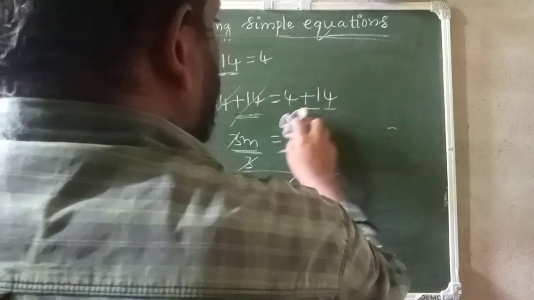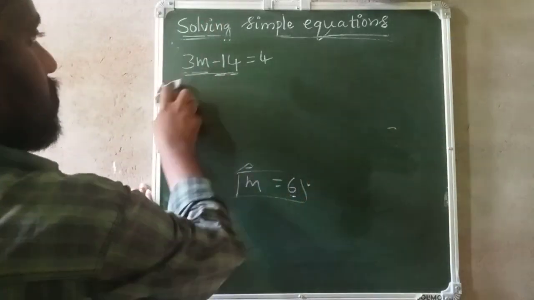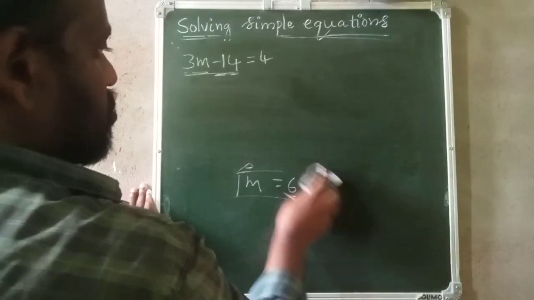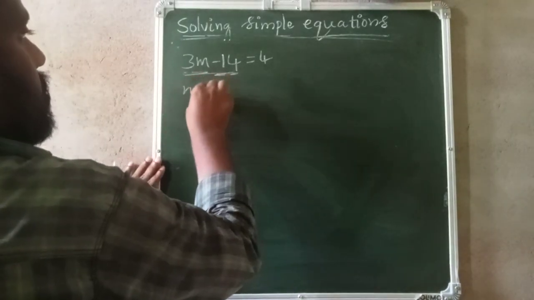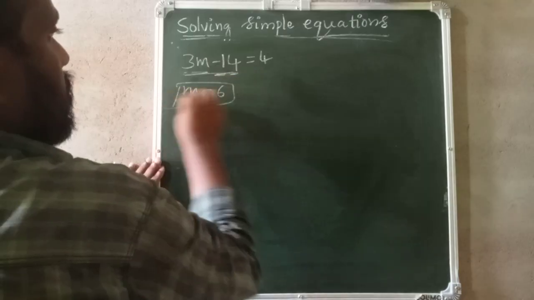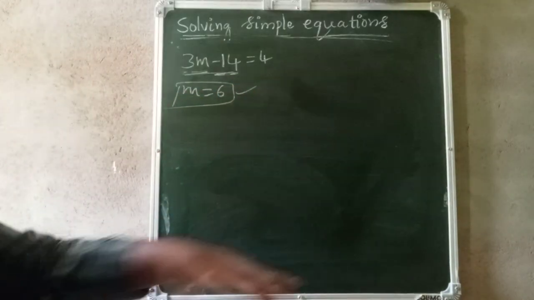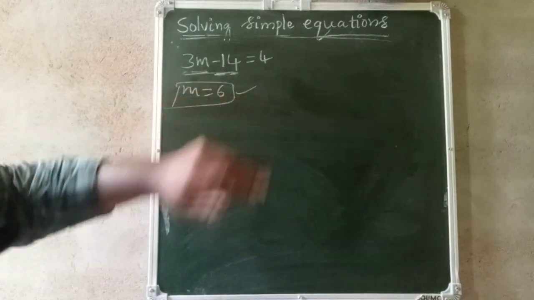So m is equal to 6, right? So we got the answer m is equal to 6. Now we will check whether this is correct or not.